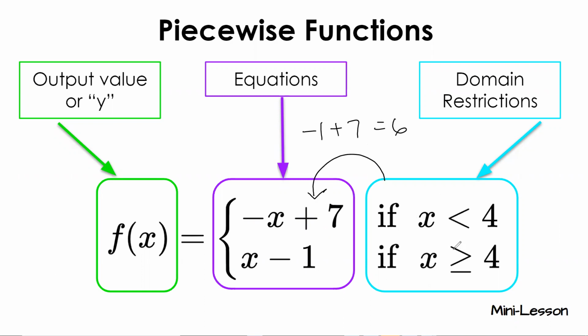I would need a number that is bigger than 4 or equal to 4. So what's a number that's bigger than or equal to 4? 4. I would take 4 and plug it into this equation. I would get 3. So I would plot the point (4, 3). Okay. Makes sense.